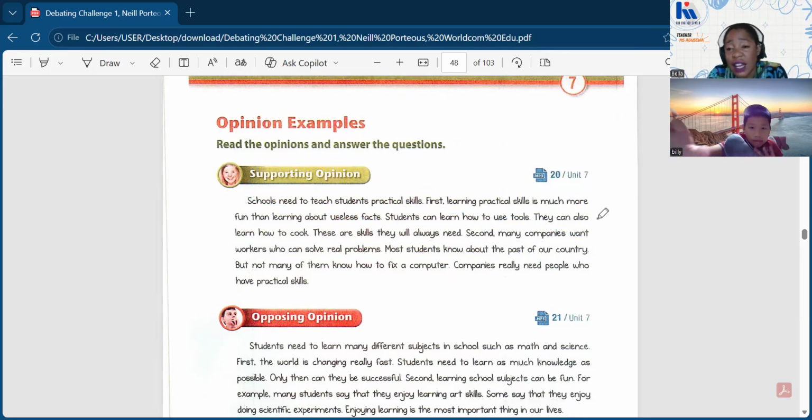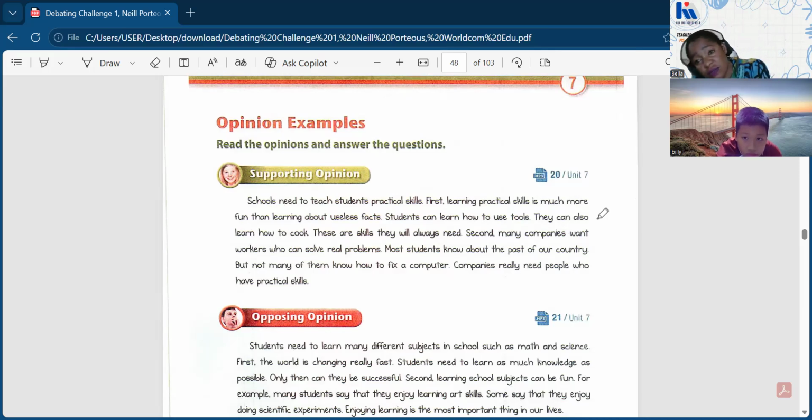It says students can learn how to use tools. They can also learn how to cook. These skills are always needed. They can use the skills in the future. They can use the skills to work in many companies.